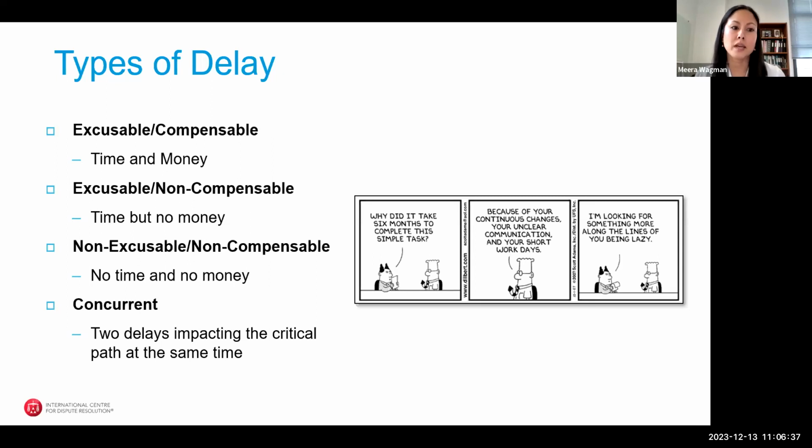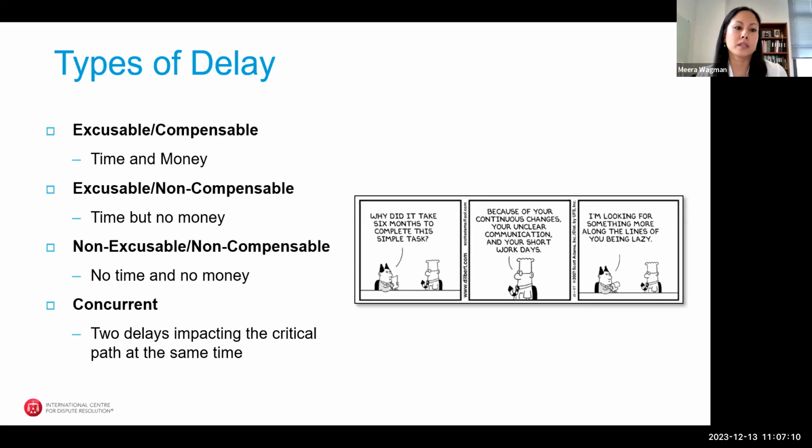Excusable non-compensable delay will get the contractor time or an extension of time to completion, but no money. These are typically in the force majeure category or third-party causes of delay. That could be floods and strikes, and usually severe weather that's outside the parameters of the contract, or government actions, for example. Then you have non-excusable and non-compensable delay, again, favored by the owner, not so much by the contractors. You'll get no time and no money under this ruling of delay.